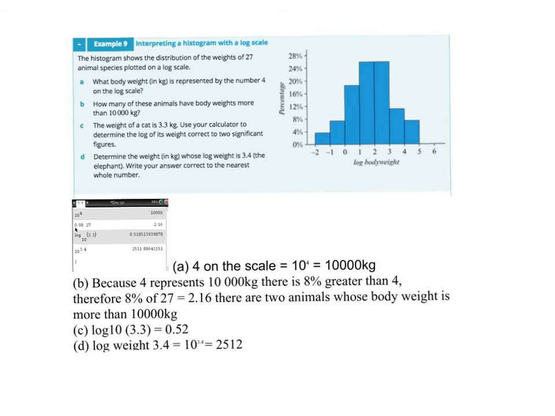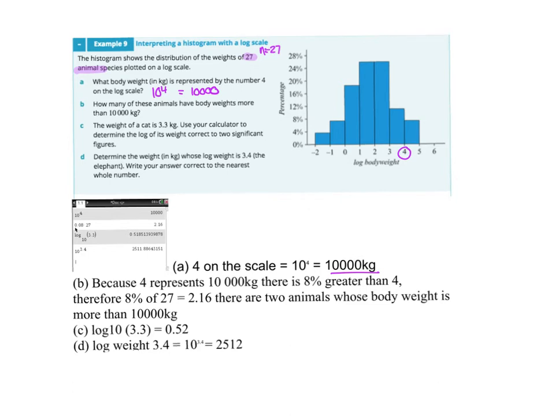All right, so let's have a look at some of these questions. We'll go through some questions so you can see what you're going to do. The histogram shows the distribution of weight of 27 animals. So there they gave me n equals 27. What body weight in kilograms is represented by number 4 on the log scale? So we know that means 10 to the power of 4, which is actually 10,000. Okay, so we've said that there.